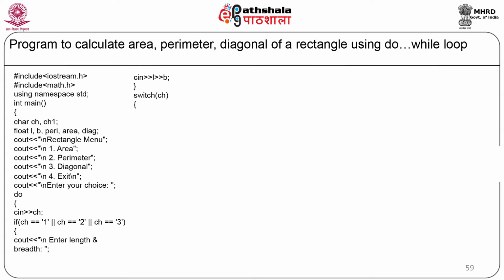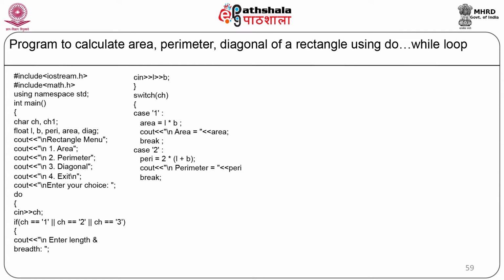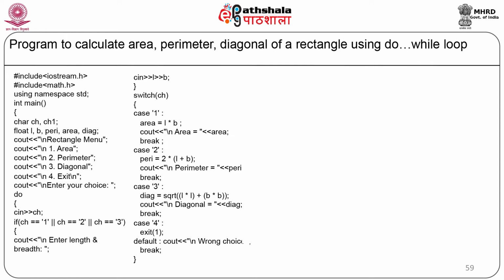Now we are going to start with our switch statement. Switch ch, case 1, we are calculating the area as l into b. We are displaying that on the screen, and the break statement. Case 2, perimeter will be 2 into l plus b. We are displaying the value on the screen and coming out of the switch, break. Case 3, the diagonal will be square root of l into l plus b into b. We are displaying cout diagonal equal to the value of the diagonal and break. Case 4, exit 1. Default, we are displaying the message, the wrong choice and break. Here our switch statement will end.